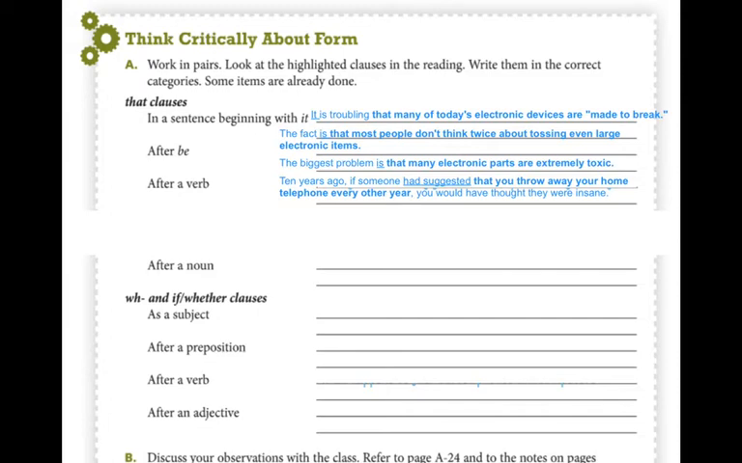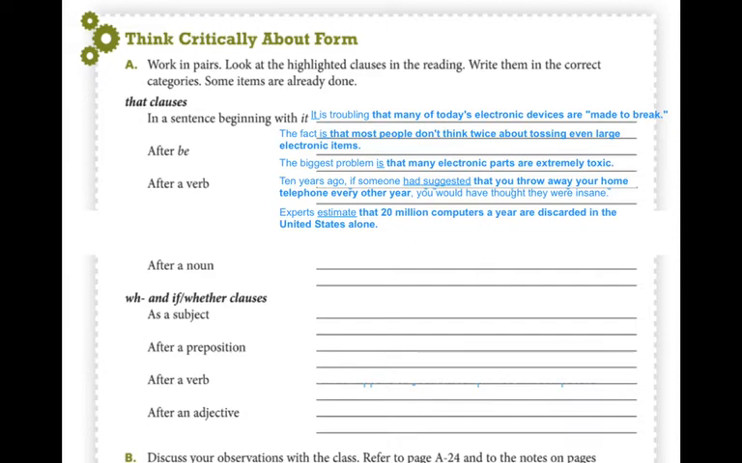Here we have a noun clause that you throw away your home telephone every other year. Subject, you. Phrasal verb, throw away. Throw away what? Your home telephone. How often? Every other year. Every other year means every 2 years. Let's look for another one. Another that clause after a verb.